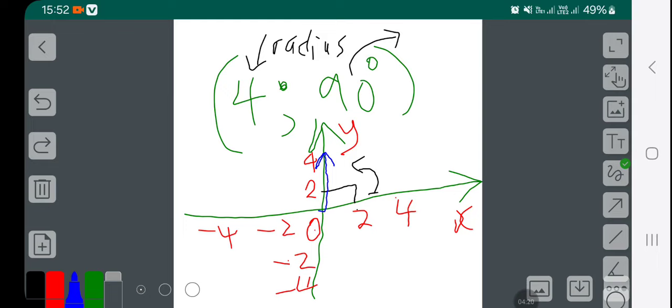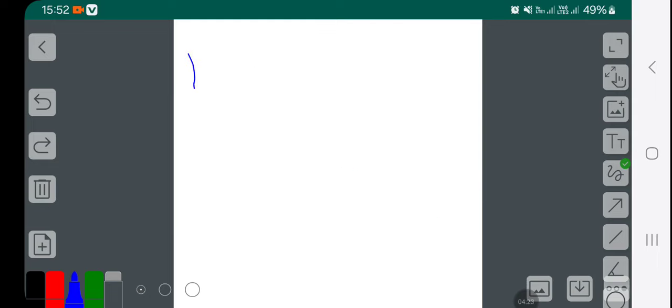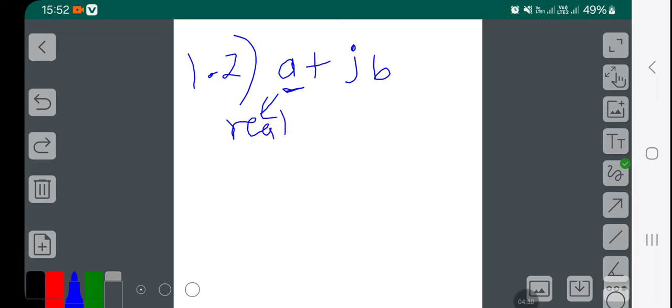Now let's go to question 1.2. As you can see, they're saying determine the modulus and argument of the given complex number. Generally, you must know that a complex number is given in this setup: a plus an imaginary number multiplied by b. What you must know is that your a represents your real number and your b represents your imaginary number.